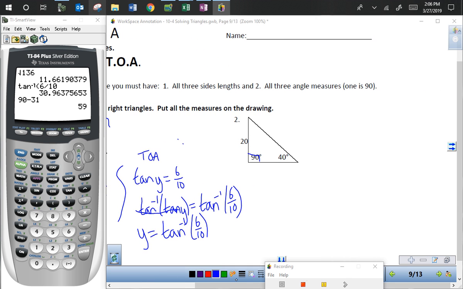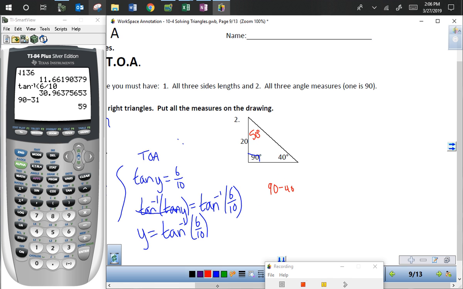Second one over here. Again, our first question is, what do we have more of? Looking in our picture, we've got one side and two angles. So we want to solve for this piece first. Again, never work hard for solving for that third angle. You take 90 minus 40, and we get 50 degrees, and that's our first answer. Then the other two things are sides.